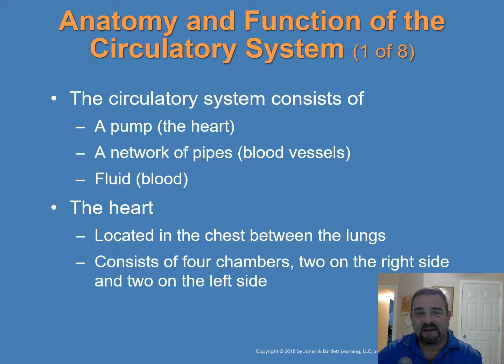All right, so anatomy and function of the circulatory system. The circulatory system consists of the pump, which is the heart, a network of pipes, which we call blood vessels, and the fluid, or the blood. The heart, which is about the size of your fist, is located in the chest between the lungs. The heart consists of 4 chambers, 2 on the right side and 2 on the left side.